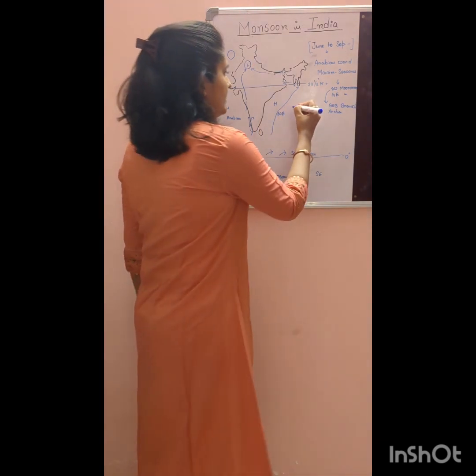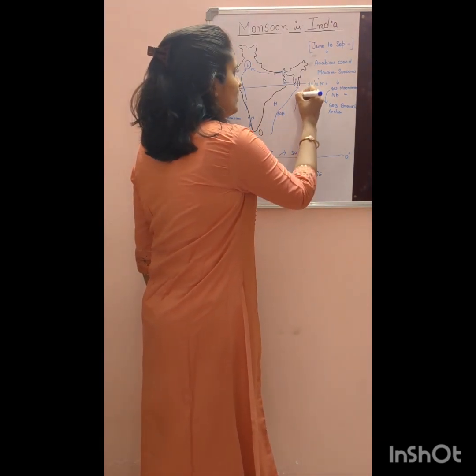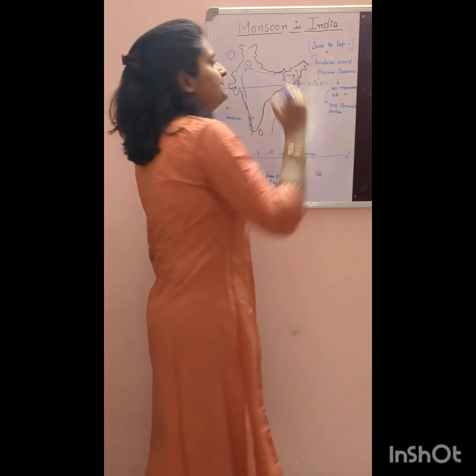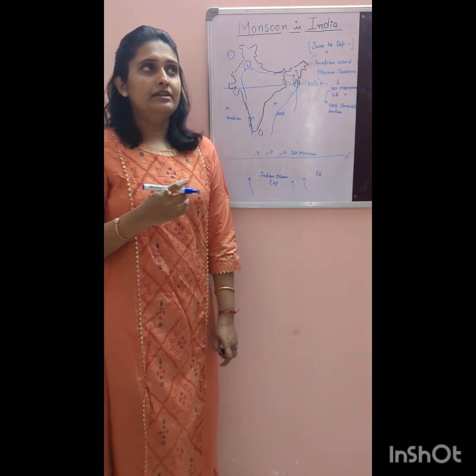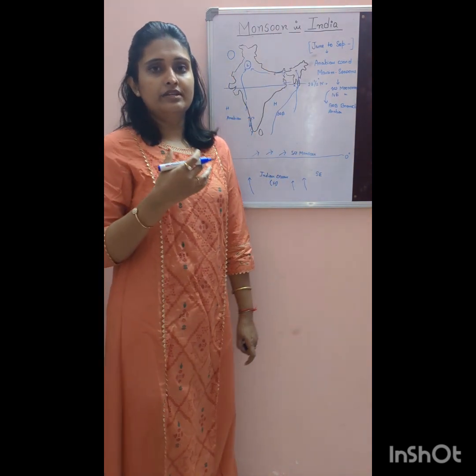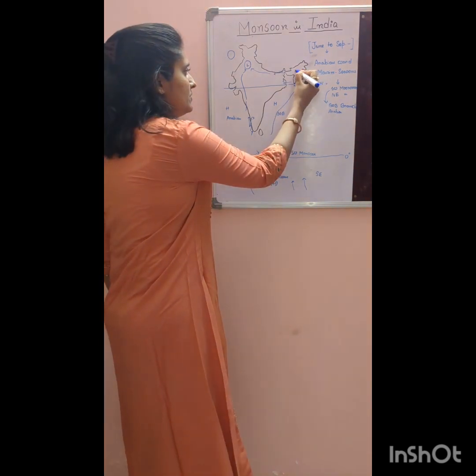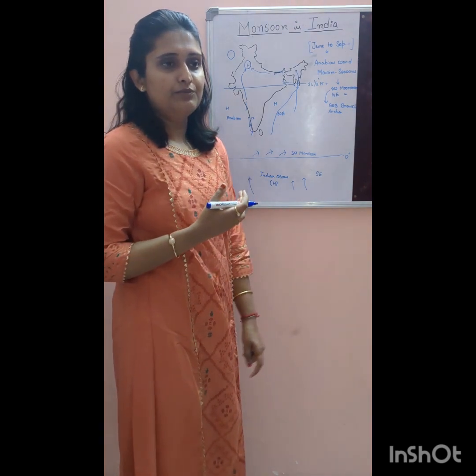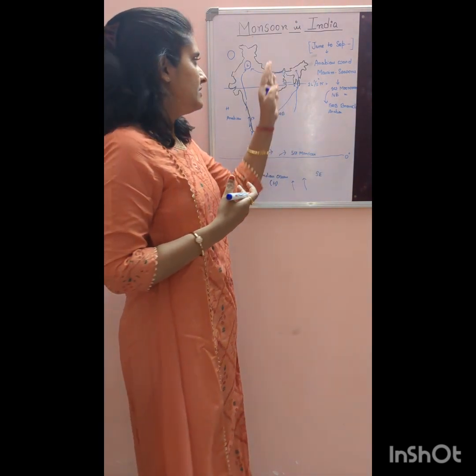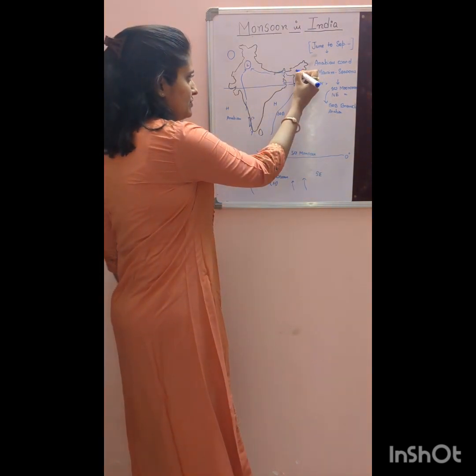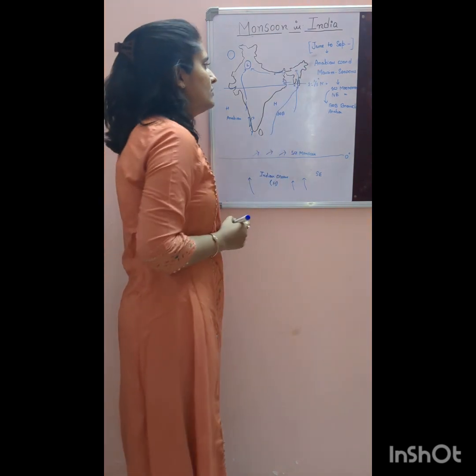Another branch of the Bay of Bengal directly hits over the Meghalaya Plateau. So here the Khasi and Jaintia hills are located. Mawsynram is another point. This is Cherrapunji. Maximum rainfall occurs over Mawsynram and Cherrapunji. So such kinds of rainfall are observed.